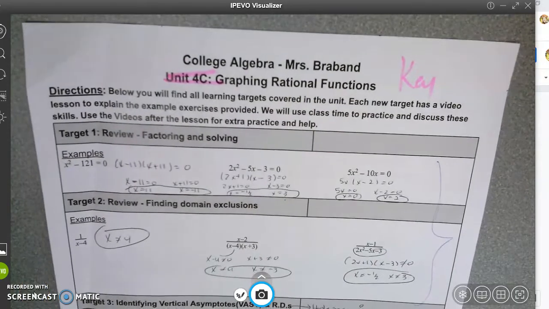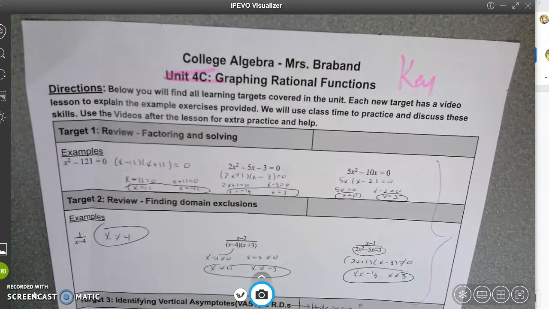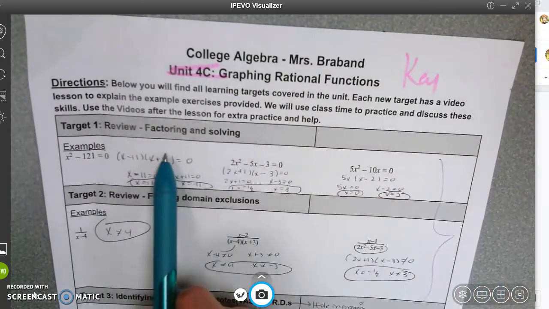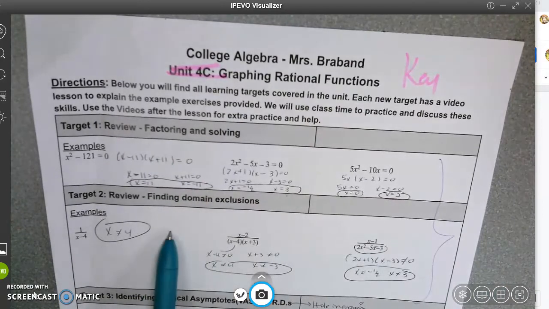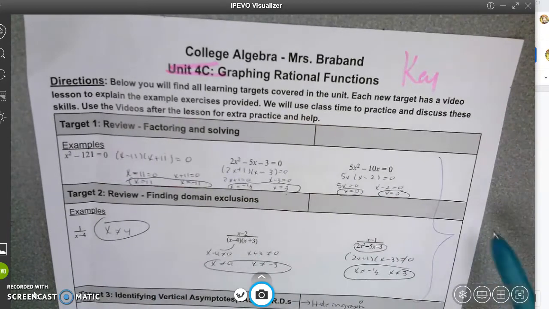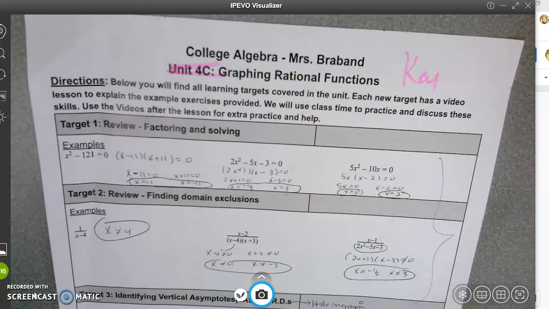Just going over the target sheet for our graphing that we've been doing. If you remember, review 1 target and review 2 target, we have already done those. Those were from the last worksheet. If you want to look at those again, you can. You can obviously see the answers here.